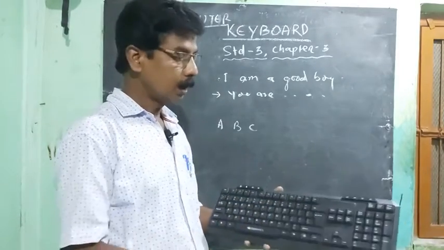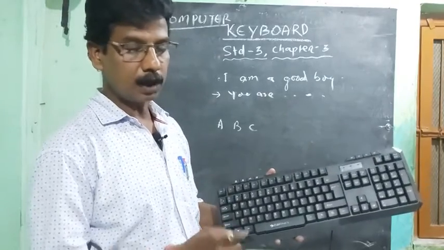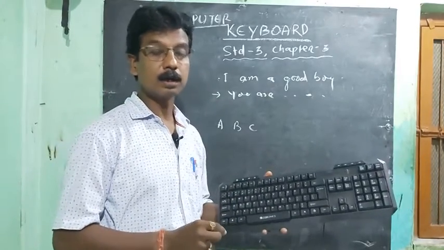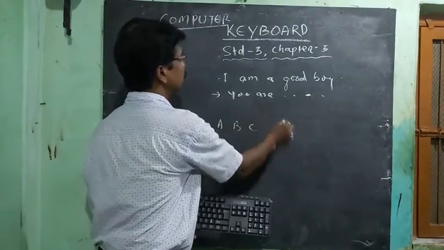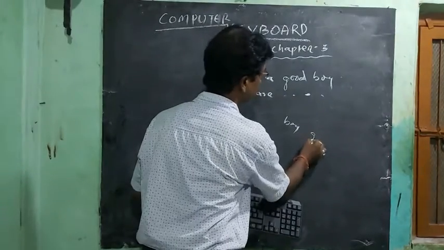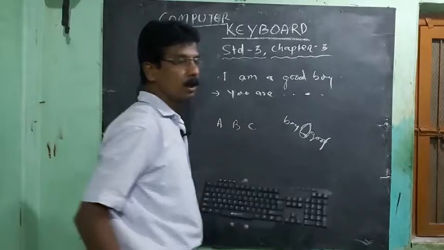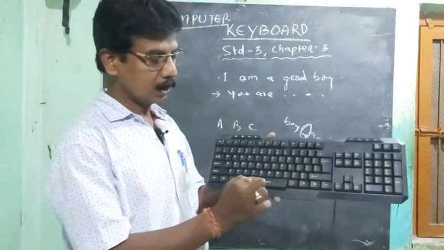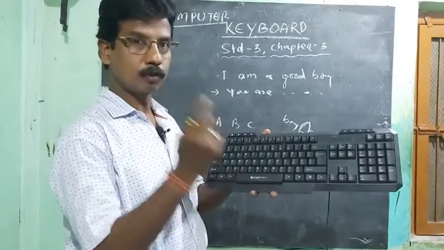Then the space bar key. A space bar key is used to insert a blank space. Suppose you write the word boy, then you write the word good. Between this gap, you use the space bar. Just press it, and there is a gap between the words.